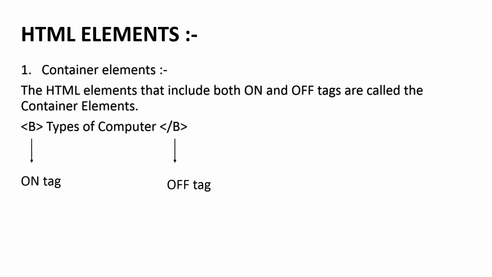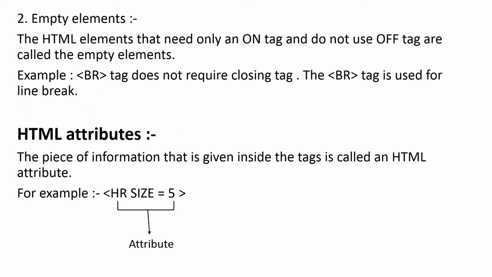Okay, the HTML elements that include both on and off tags are called container elements. The next type of element is empty elements. The HTML elements that need only an on tag but do not need an off tag, they need not be closed, are called empty elements. Okay, they only need an on tag. Fine. For example, BR tag.